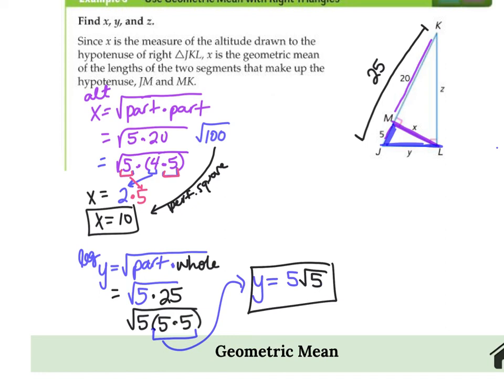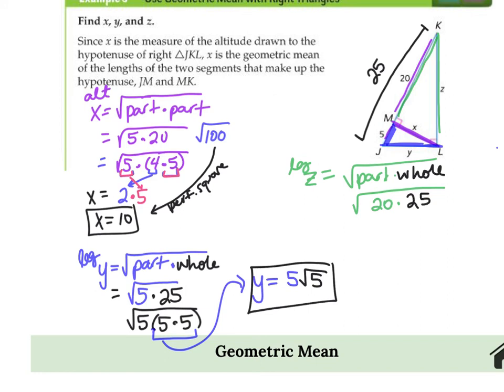And then our last leg is z. Again, leg equals part times whole. The part that's adjacent to z is 20, so we're going to have 20 times 25. Again, you can multiply this out and figure out your perfect squares that way, or start factoring early on. So we have 4 times 5, and then we can leave this as 25 because 25 is a perfect square.